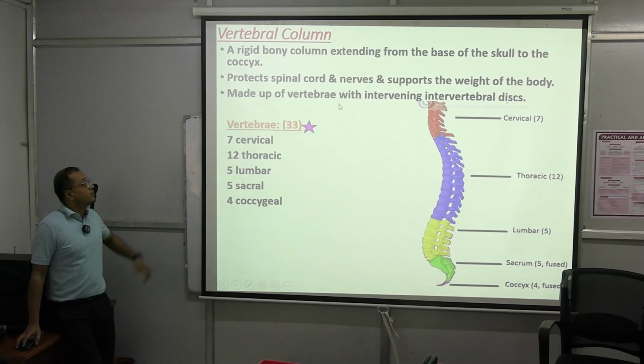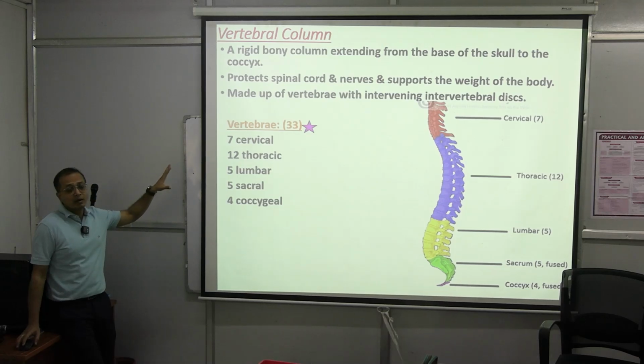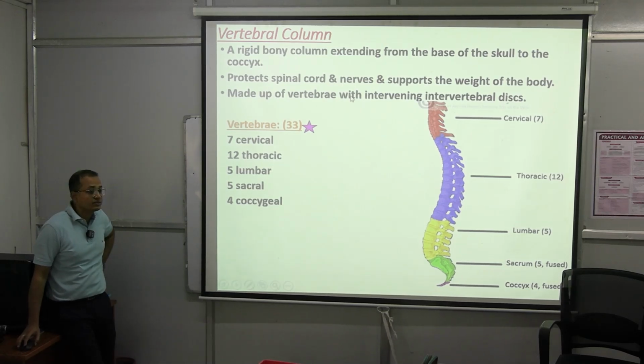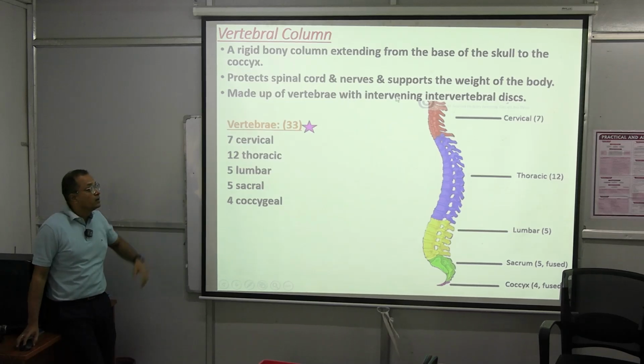So we are starting with the vertebral column. Quickly going through the content which is relevant for us. This is our vertebral column consisting of all the vertebrae stacked one after another: cervical segment, thoracic segment, lumbar segment, and the sacrum and the coccyx.